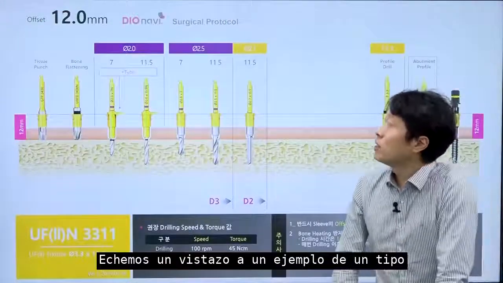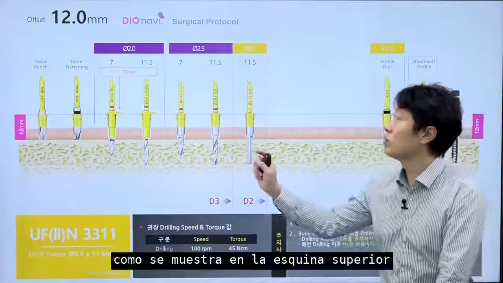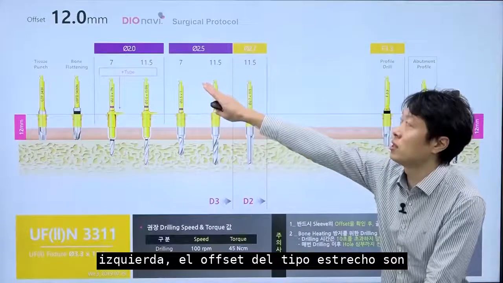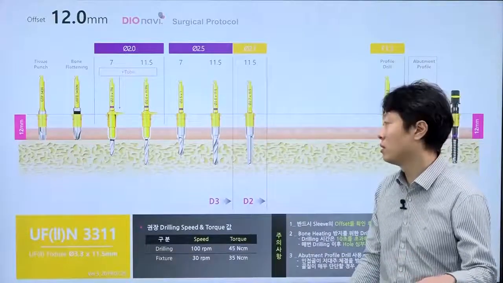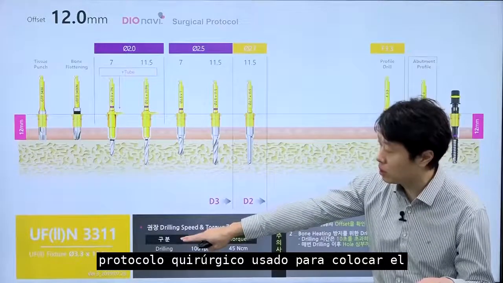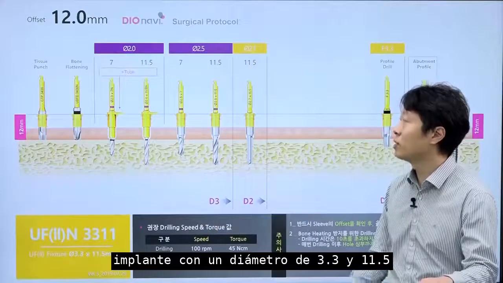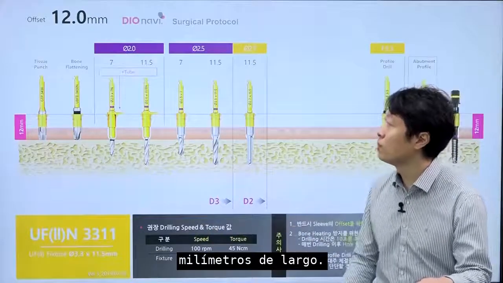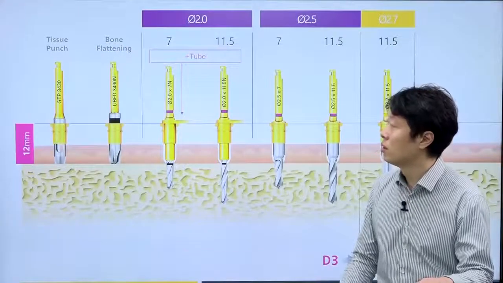Let's take a look at an example of a narrow type before moving on. As shown on the upper left corner, the offsets of the narrow type are all 12mm. This one, if you see the bottom left, is the surgical protocol used in placing the implant with a diameter of 3.3 and 11.5mm in length. Let's take a closer look at this as well.